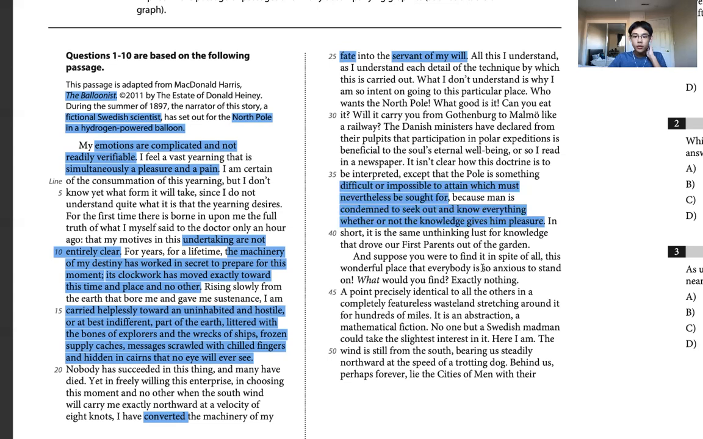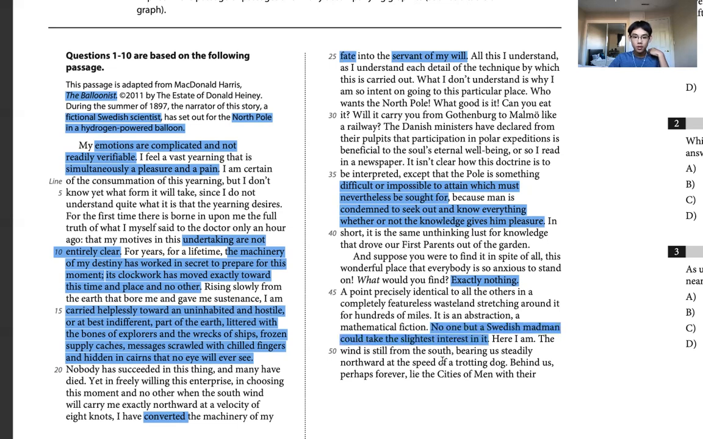And suppose you were to find it, in spite of all, this wonderful place that everybody is so anxious to stand on. What would you find? Exactly nothing. A point precisely identical to all the others in a completely featureless wasteland, stretching around it for hundreds of miles. It is an abstraction, a mathematical fiction. No one but a Swedish madman could take the slightest interest in it.